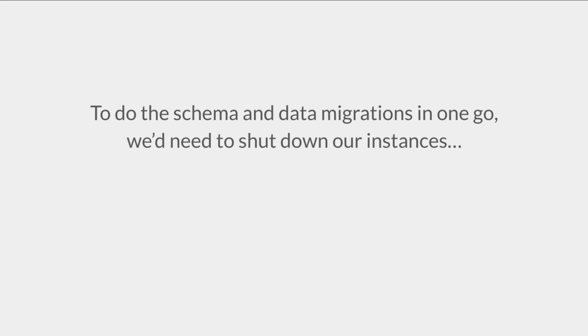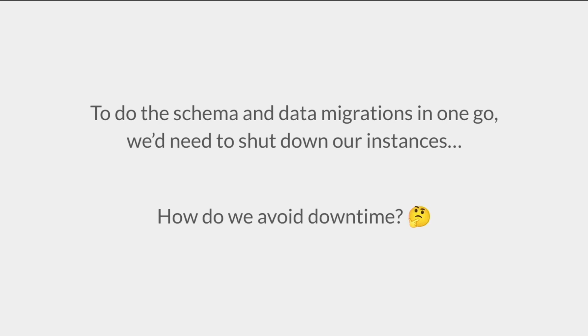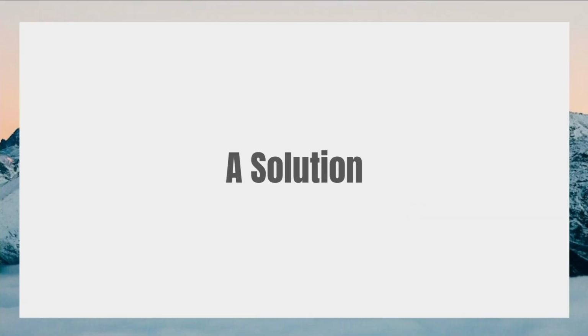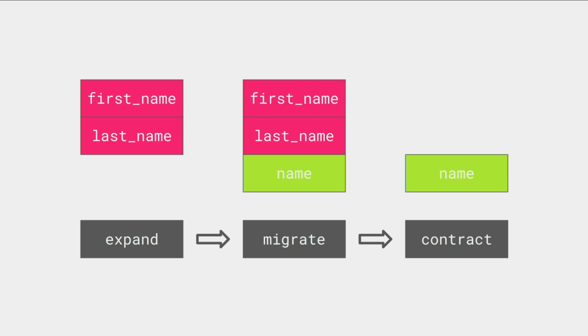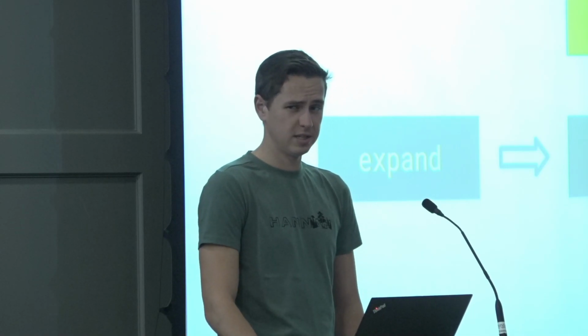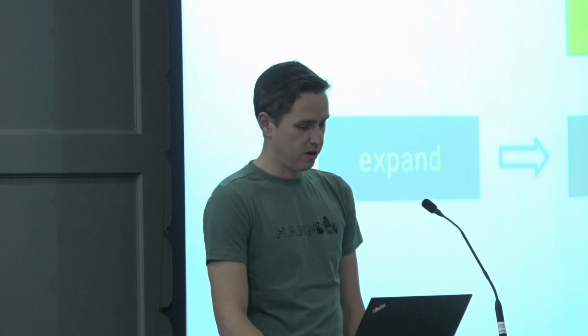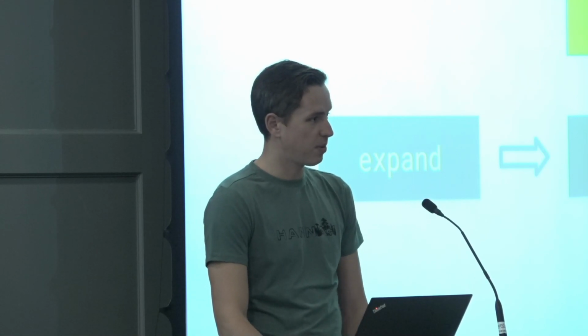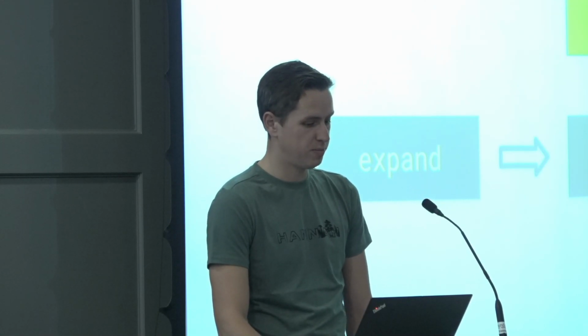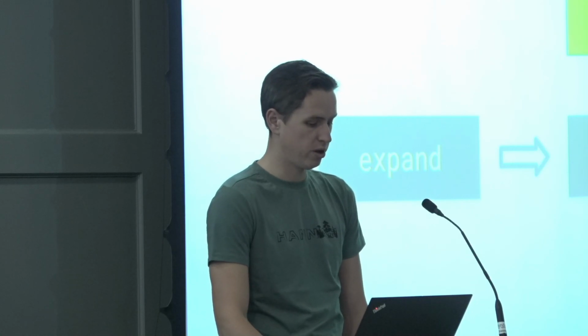So, as I've noted, to do this in one go, we need to shut down our instances, and we want to avoid downtime. So an initial solution to this, I may say the solution, is a pattern called expand contract, also known as expand migrate contract. So the basic idea behind, actually, show of hands, who's used this pattern in their own application? Excellent. So for anyone that hasn't used this, the basic idea is that you split your migrations into two or three steps.